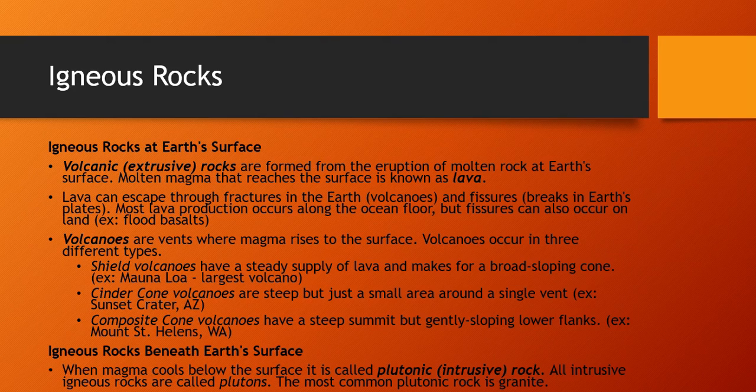When we have igneous rocks that are beneath Earth's surface, we call those plutonic or intrusive rocks. Intrusive igneous rocks are called plutons. And the most common plutonic rock is granite.